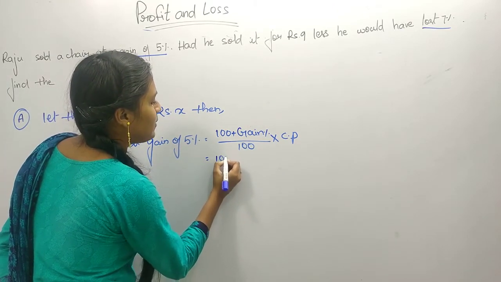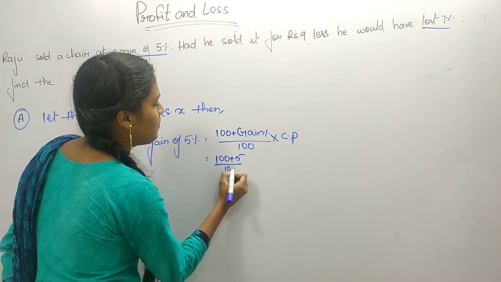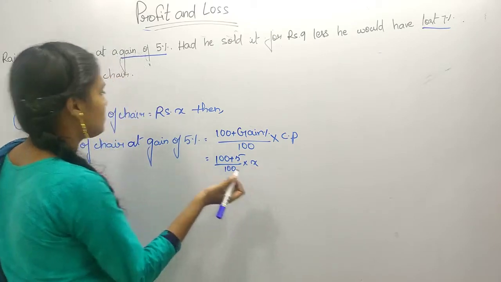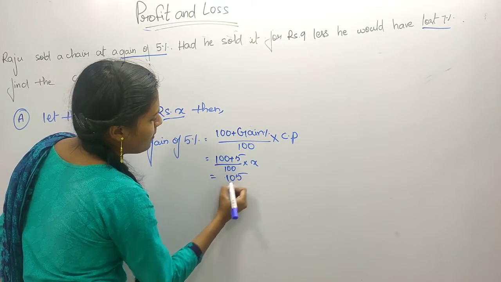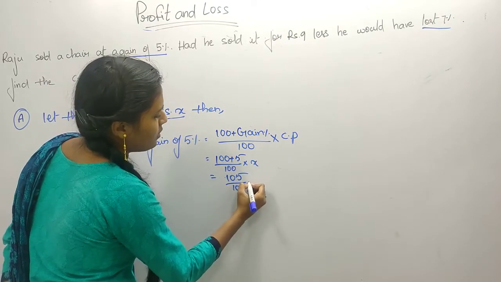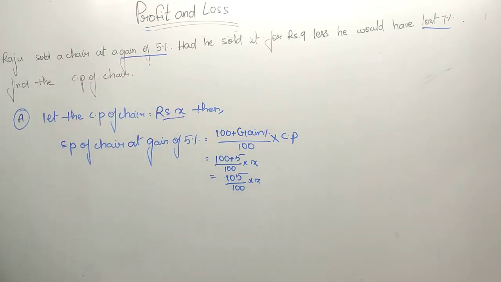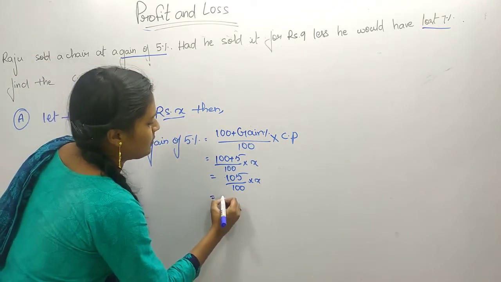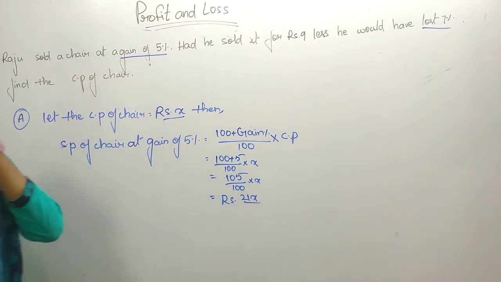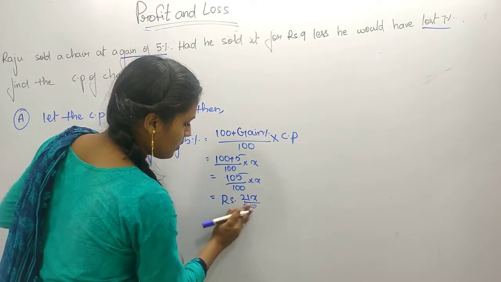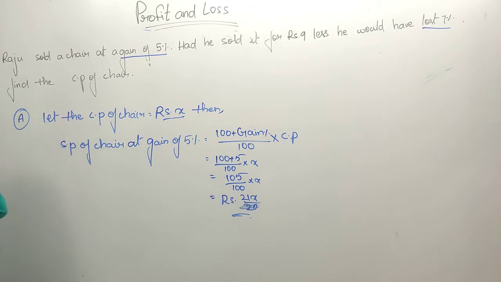Okay. According to this formula, we will substitute it. What will we get? 100 plus gain percent, how much is it given? 5 by 100 into cost price. How much? X. We took rupees X here. Then what will we get? 105 by 100 into X. By solving this, what answer will we get? Rupees 21x by 20. That is the first SP I have found out at gain percent.